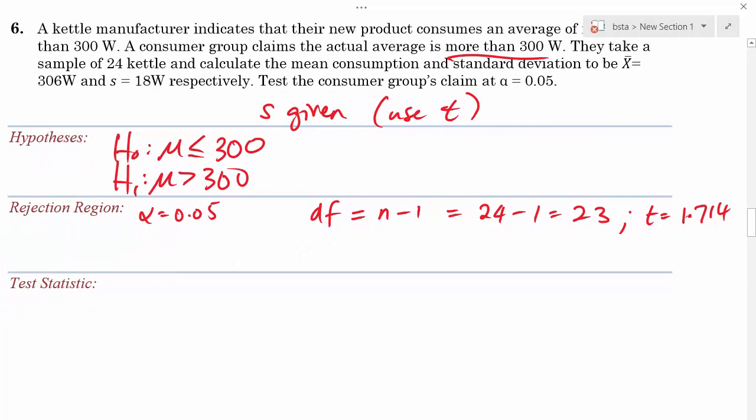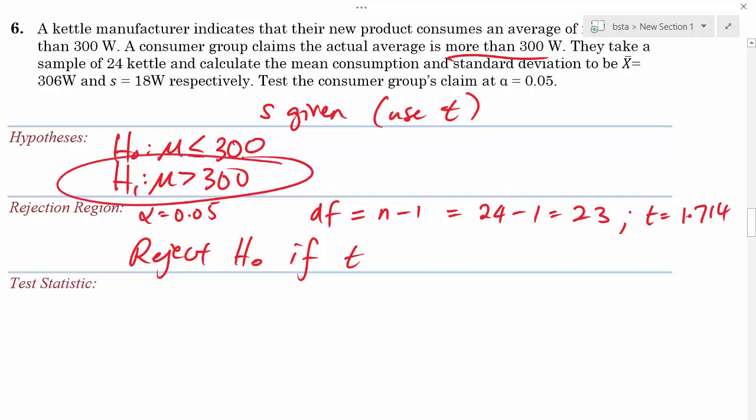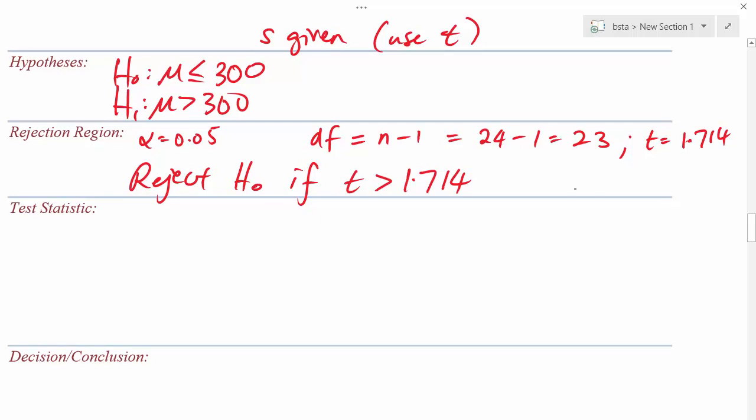So basically, you're saying you will reject the null hypothesis if your T is, and then you follow the direction of the alternative, greater than 1.714. And you actually don't have to draw the curve, but if you have to, it will be on the right here. And that will be your rejection region. And you will reject the null hypothesis here in the tail.